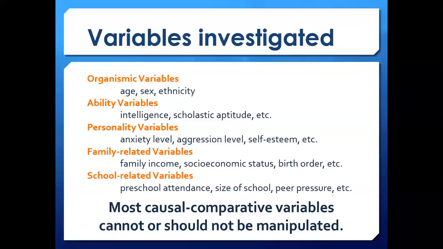Other variables, such as intelligence or anxiety level, those can't be manipulated either. Family-related variables. Look at family income, for instance. Could that be manipulated? Well, I guess technically, if the researcher gave the family extra money or took some money away from them, you could say that technically it would be manipulated, but it should not be manipulated.